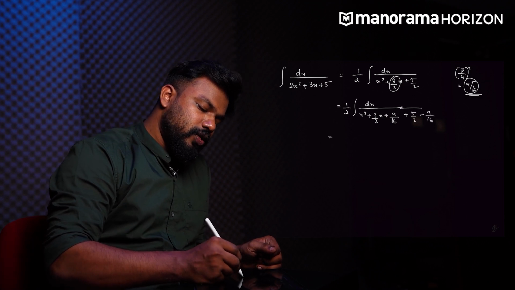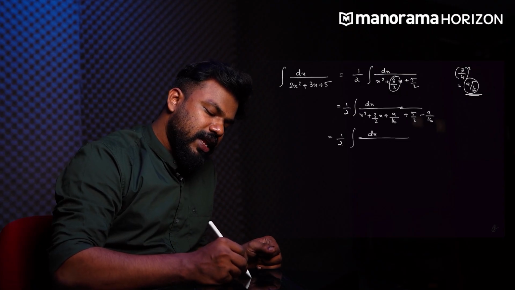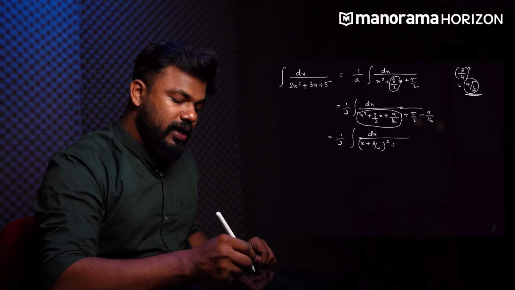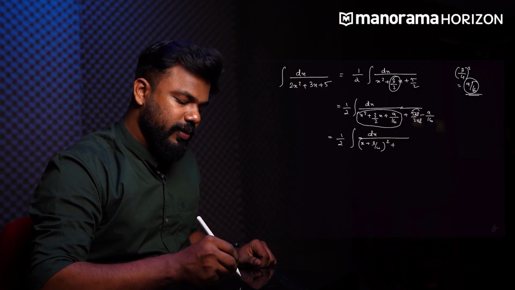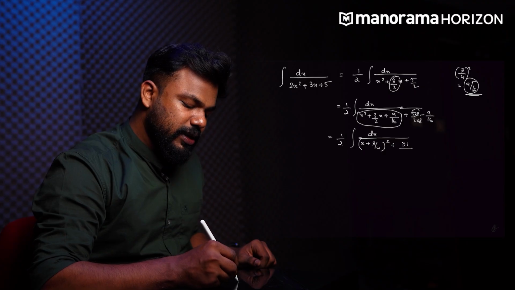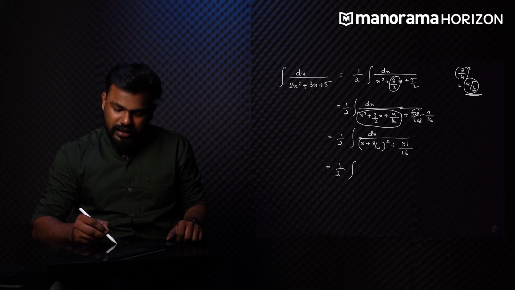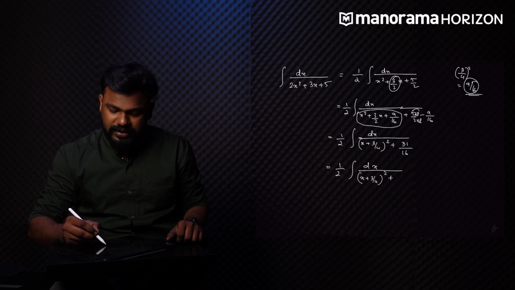And once you have done that, you will be getting 1 by 2 integral dx by, what is x square plus 3 by 2x plus 9 by 16? It is x plus 3 by 4 the whole square, plus 5 by 2 minus 9 by 16. I can write it as 8 multiplied by this one, so you get 40 minus 9, that is 31 by 16. So that is what you get here. Now I can write it as half of integral dx by x plus 3 by 4 the whole square plus 31 by 16, I can write it as root 31 by 4 the whole square.